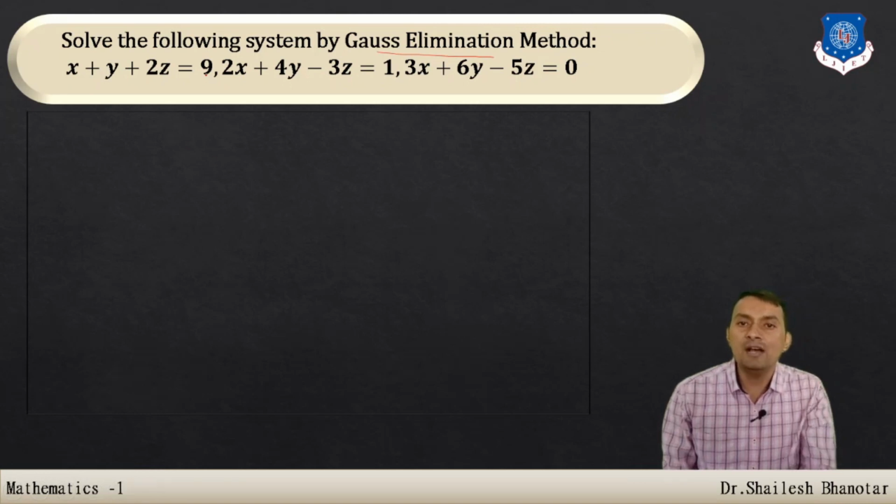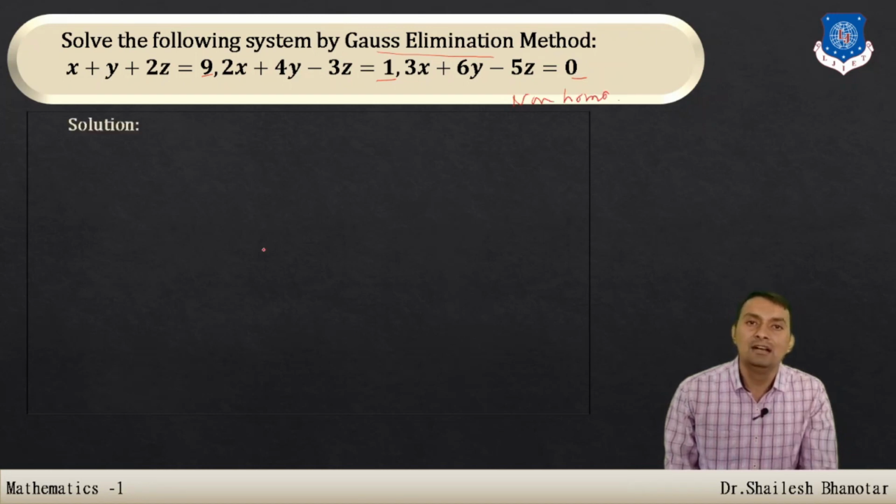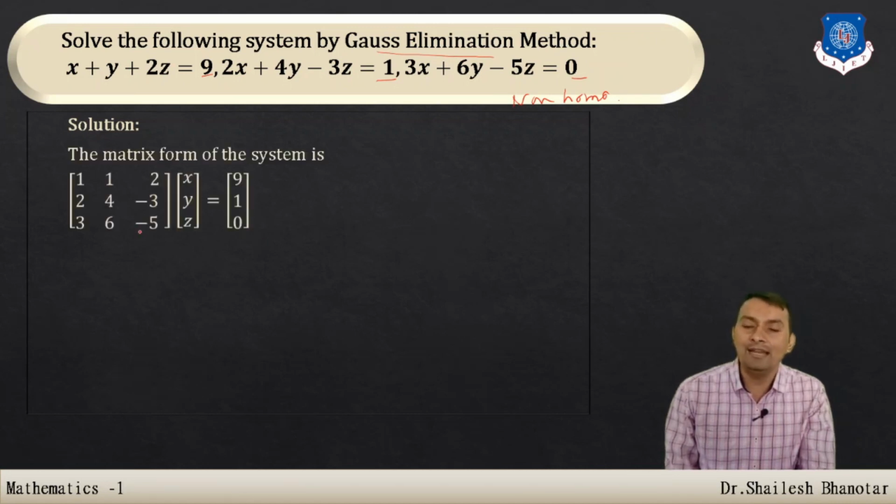So in the given system, we can observe that the right-hand side entries 9, 1 and 0 are given. Therefore, the given system is what? Exactly, non-homogeneous. A system has three kinds of solutions. The system may have a unique solution, infinitely many solutions, or no solution. So first let us write the matrix form.